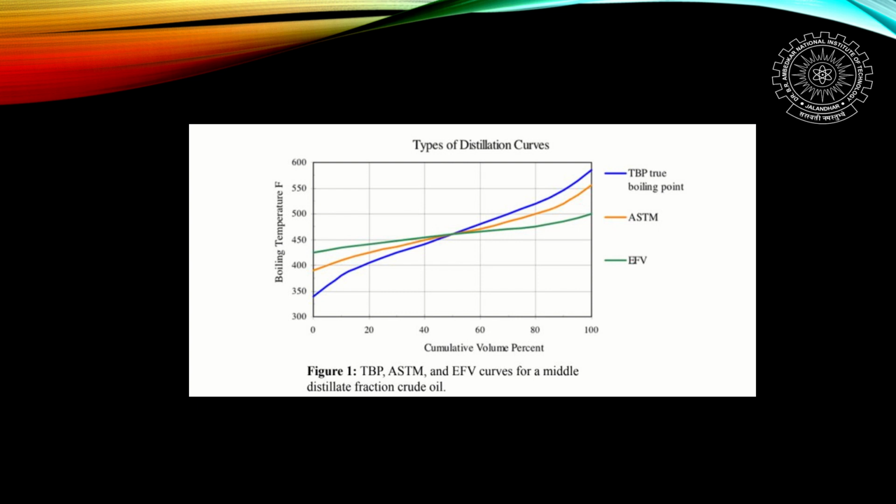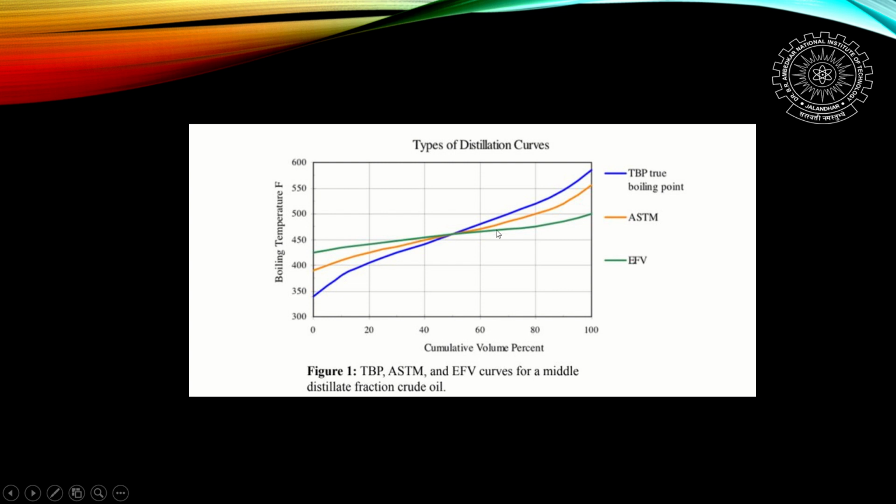Now if we talk about ASTM, that is the American Society for Testing and Materials, the common test used is ASTM D86, and the typical conditions are 15:5. What do we mean by 15:5? It means it is carried out using 15 theoretical plates and a reflux ratio of 5:1.